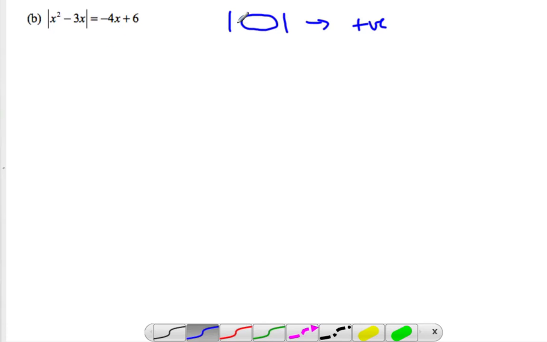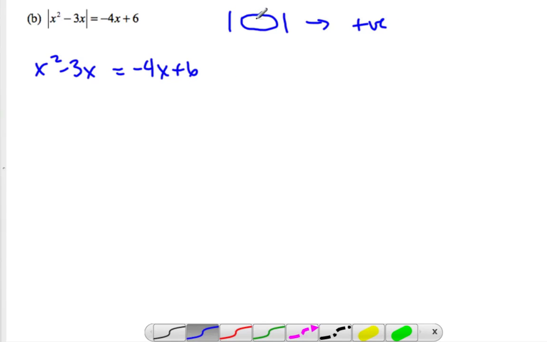So if this stuff in the middle, like x squared minus 3x, is positive, then I don't have to do anything to it. It's already positive. The absolute value is redundant. So I'm going to assume this is positive right now, and so then I get negative 4x plus 6.